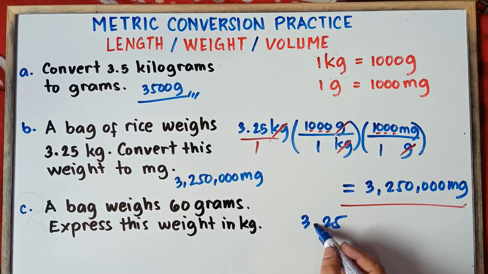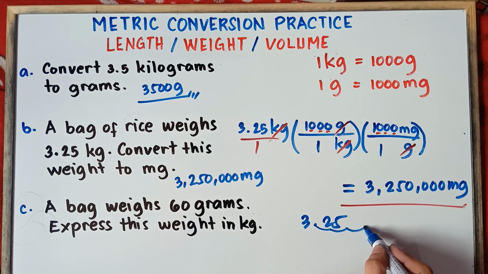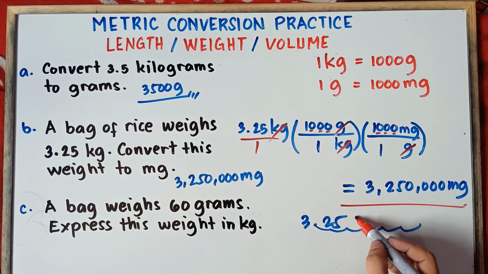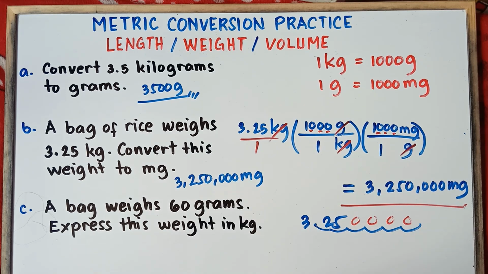So starting from the decimal point, you move 6 units going to the right. 1, 2, 3, 4, 5, then 6. Therefore, we need to add 4 zeros. And then you will have the same answer, 3,250,000. Same answer, class. It's up to you, class. Which do you prefer? You can just simply use your calculator or simply move the decimal point left to right 6 times because you have 6 zeros.